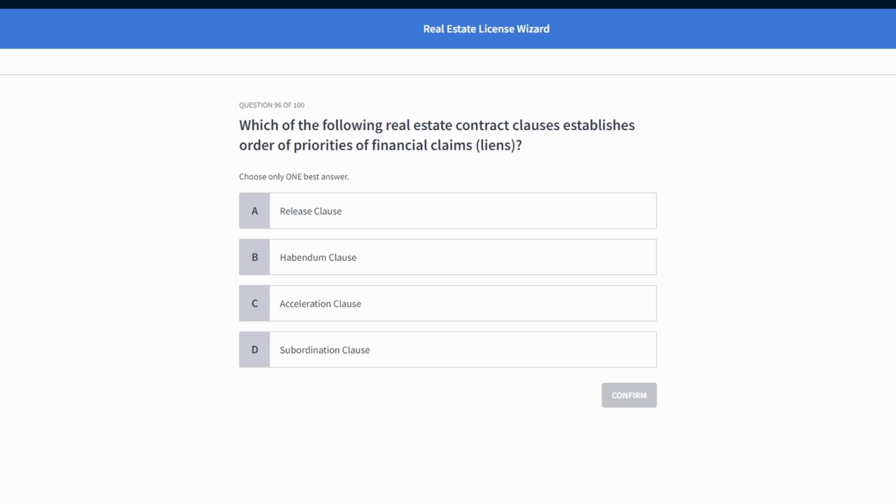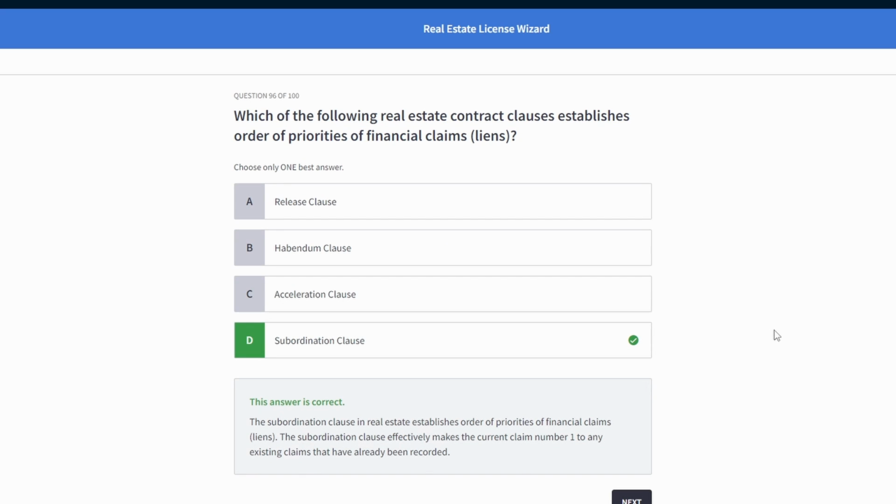Alrighty, so when we're looking at order of priorities of financial claims, we know it's D, subordination clause. Remember, it's subordinate. Subordination clause in real estate establishes priorities of financial claims. The subordination clause effectively makes the current claim number one to any existing claims that have already been recorded. The way that a lot of people remember it is you think subordination, it's subordinate. It essentially makes the other claim subordinate to itself. It becomes number one. It's a good way to remember it.